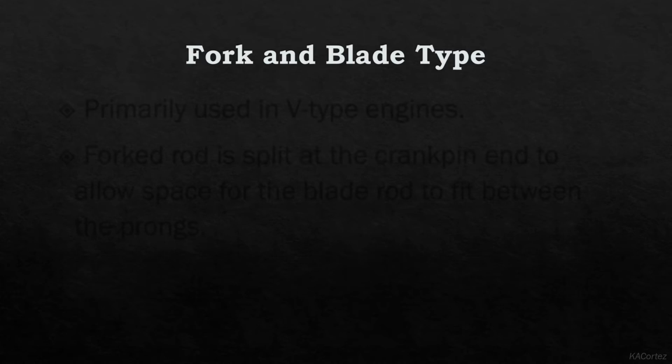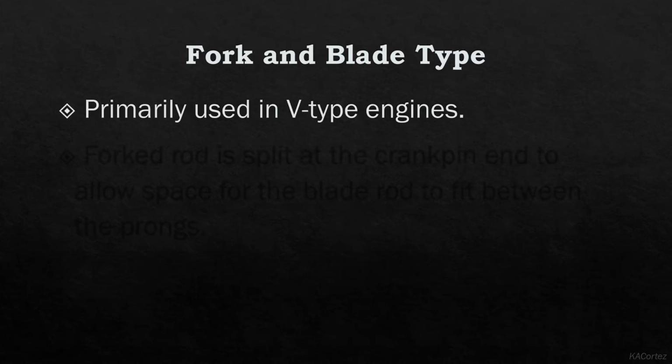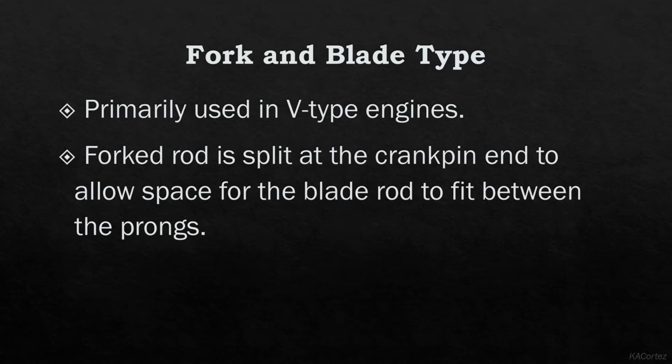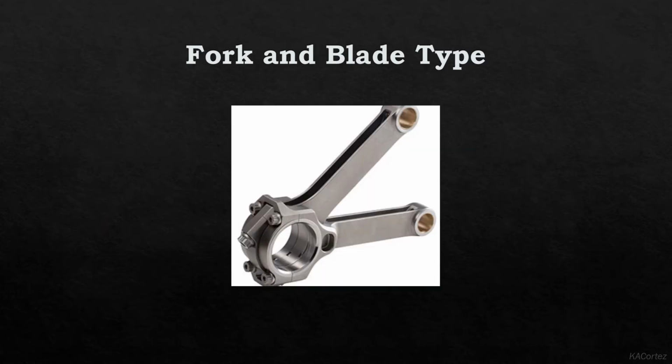Last is the fork and blade type. This is primarily used in V-type engines. The fork rod is split at the crankpin end to allow space for the blade rod to fit between the prongs. So this is an example of a fork and blade type.